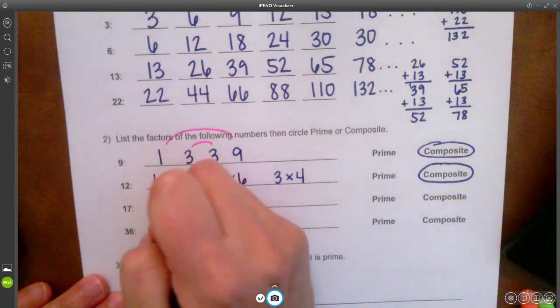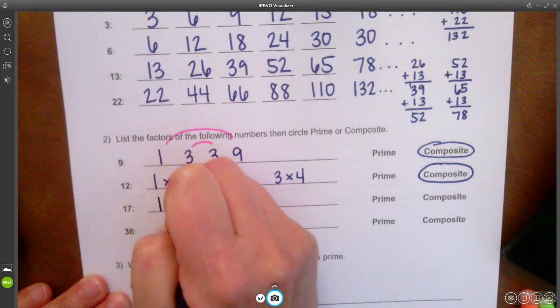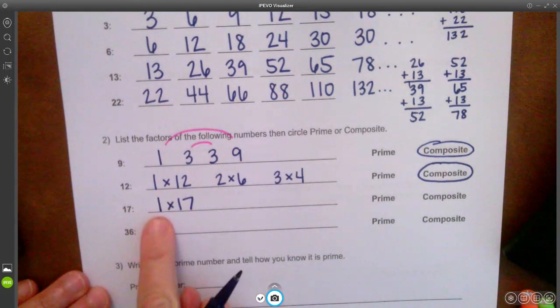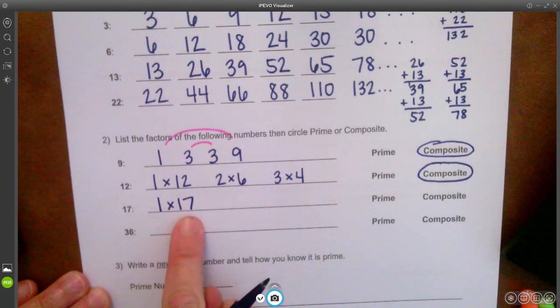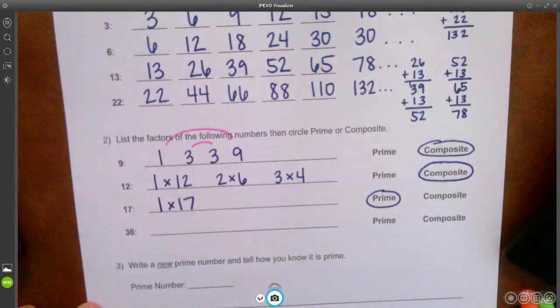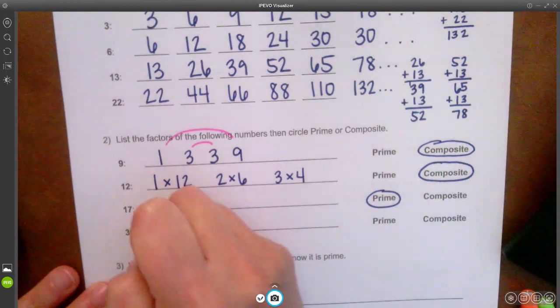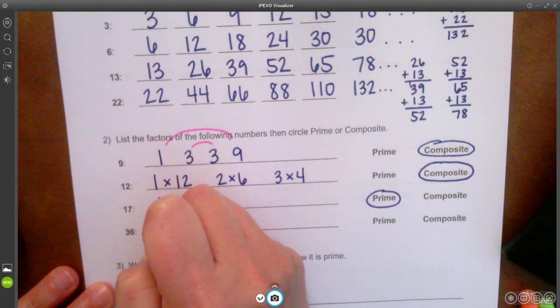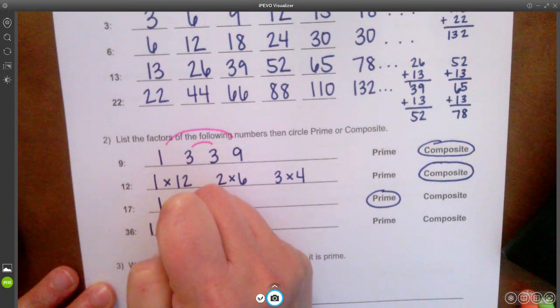All right, the only way to get 17 is 1 times 17. It has 2 factors. Each number is a factor. So we should be thinking 17 is totally a prime number. 1, 2, prima donna. Okay. And finally, 36. There are a lot of them. I wouldn't be surprised if some kids missed some. All right, we've got 1 times 36.